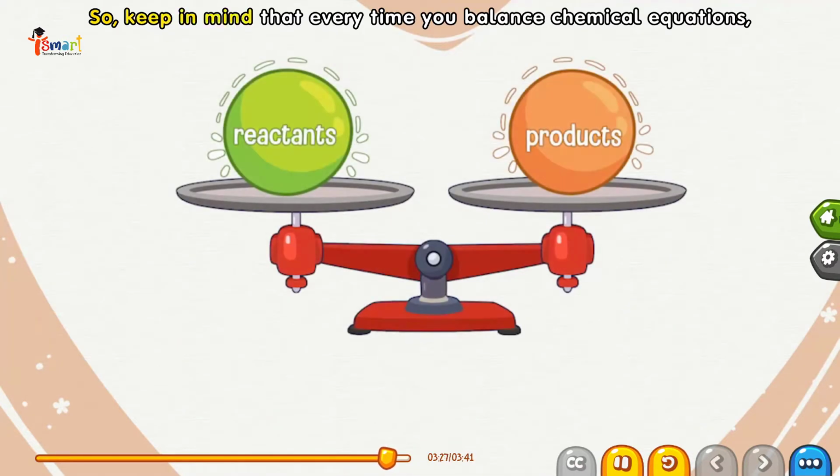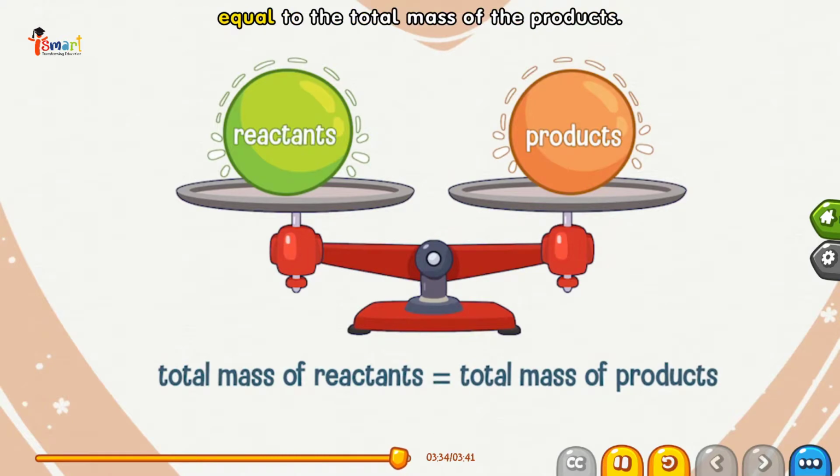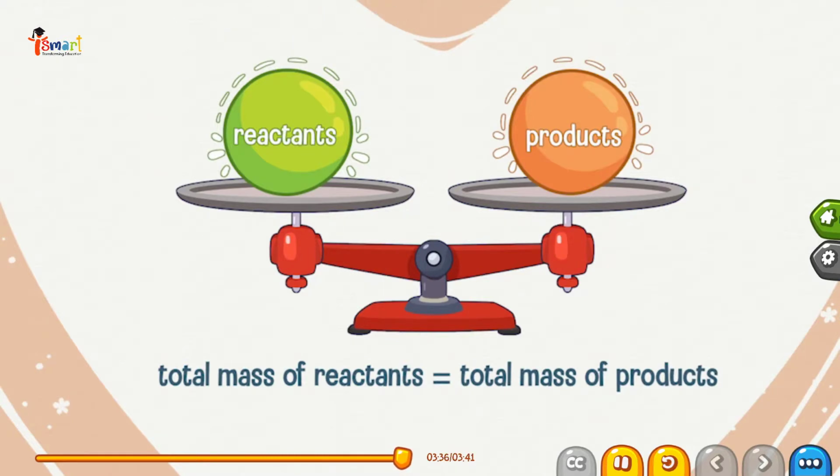So, keep in mind that every time you balance chemical equations, the total mass of the reactants must always be equal to the total mass of the products.